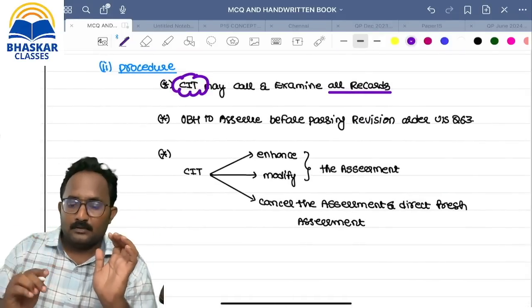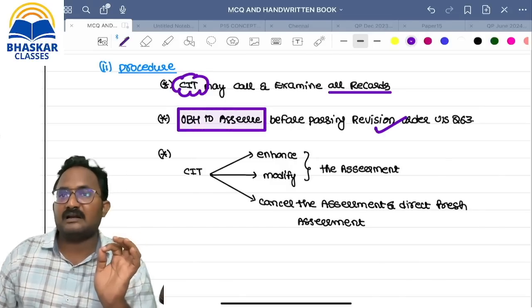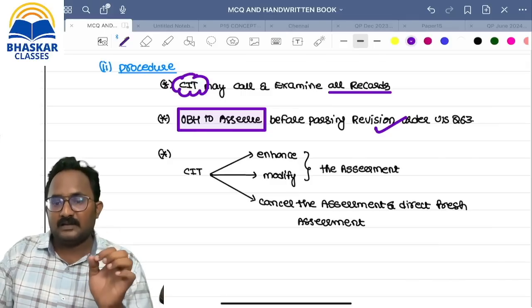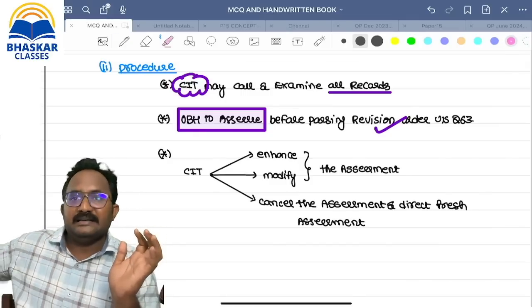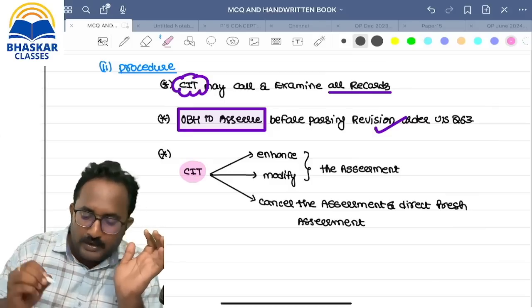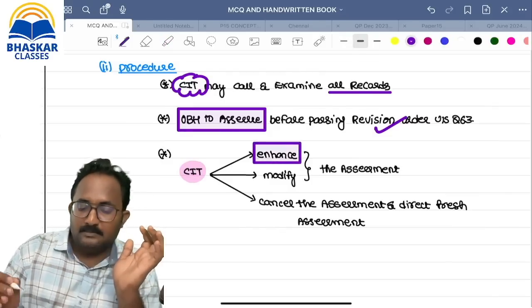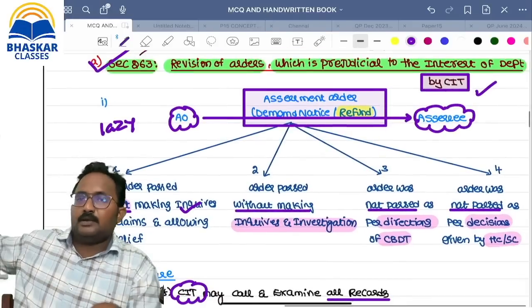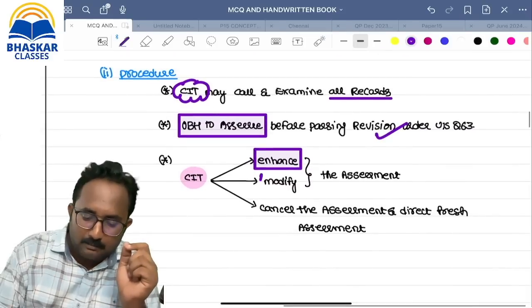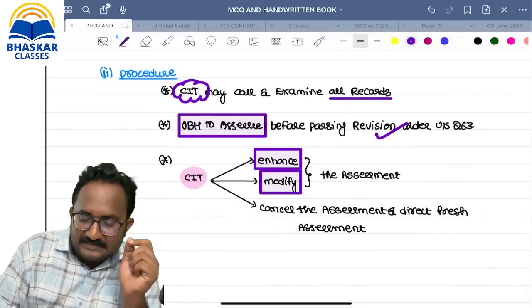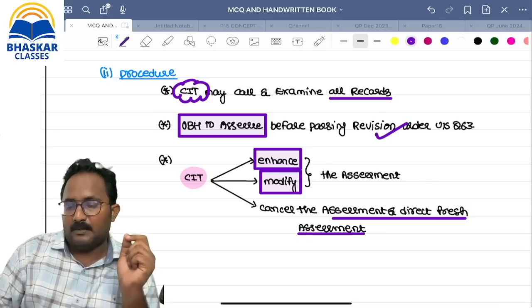Assessee. Now, we have to provide the opportunity of being heard to the assessee before doing the revision under section 263. At least give a chance to communicate from the side of the assessee. Now, how can CIT do the revision, ma'am? We can do enhancement. Enhancement means already he ignored some areas. We can add those areas and do the assessment and modify the assessment, or we can cancel the assessment and direct the what, ma'am? Fresh assessment. Are you clear?